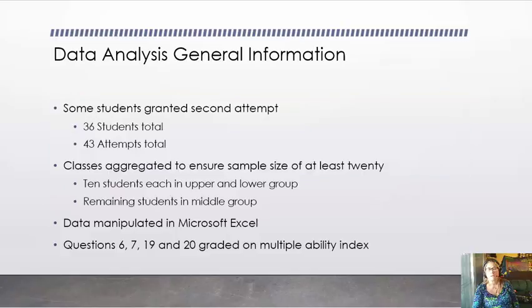General information continued. Some students were granted a second attempt, so although we only had 36 students attempting the quiz, we had 43 attempts total. Classes were aggregated to ensure a sample size of at least 20, with 10 students each in the upper and lower group and the remaining students in the middle group. The data was manipulated in Microsoft Excel, and questions 6, 7, 19, and 20 were graded on the Multiple Ability Index as they used conceptual level knowledge.